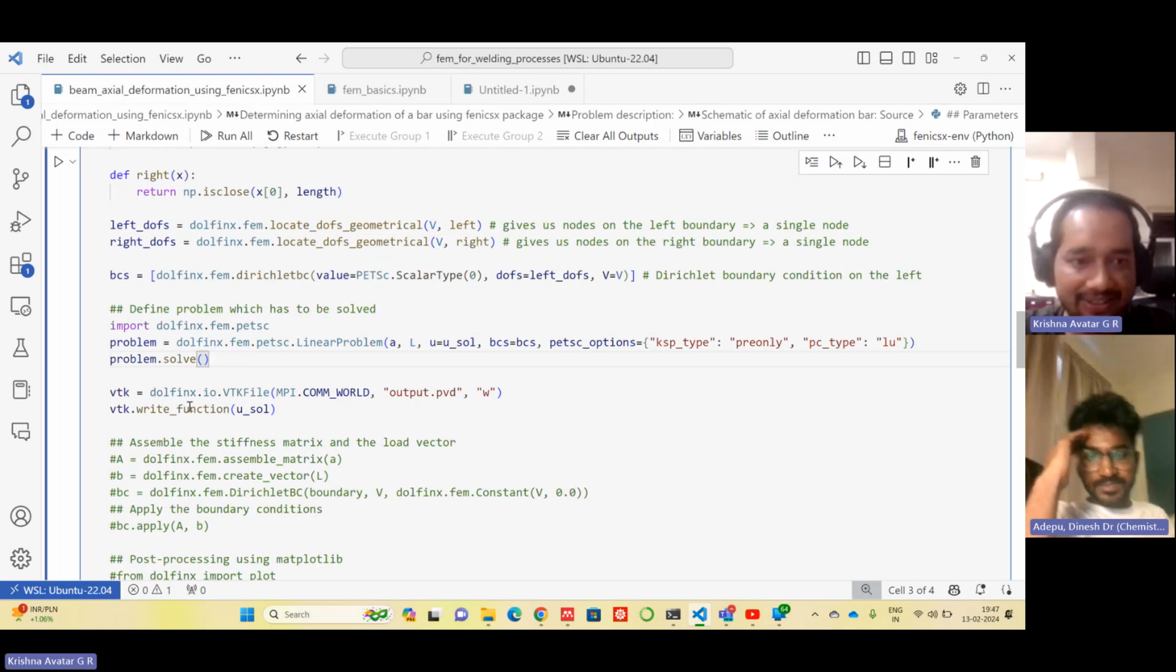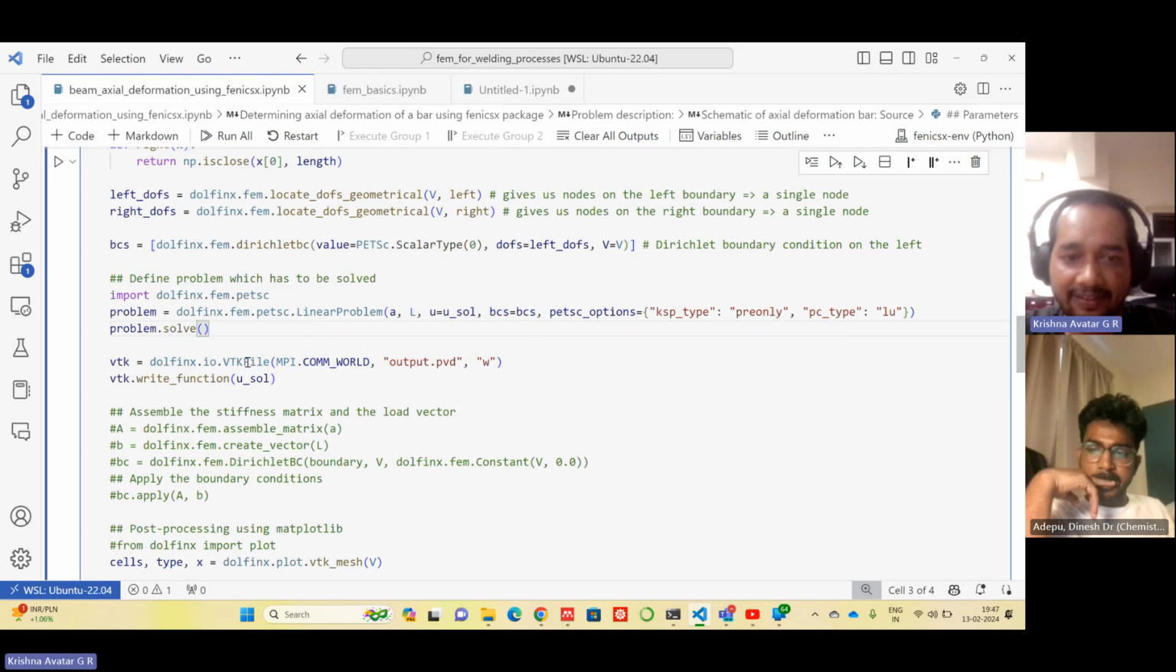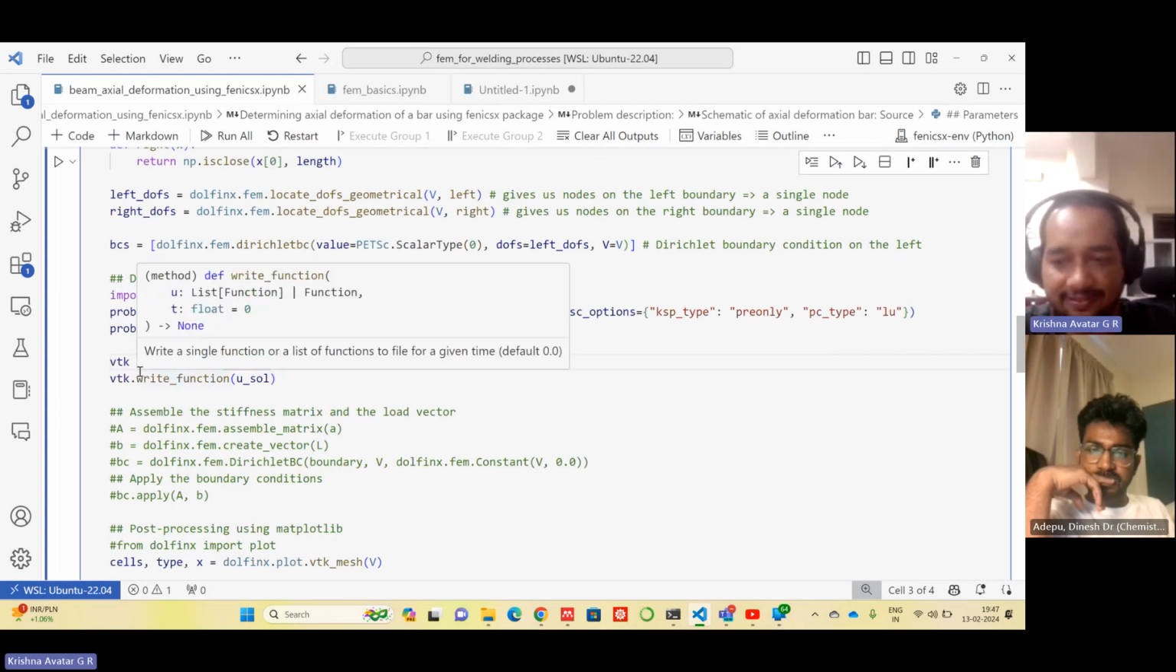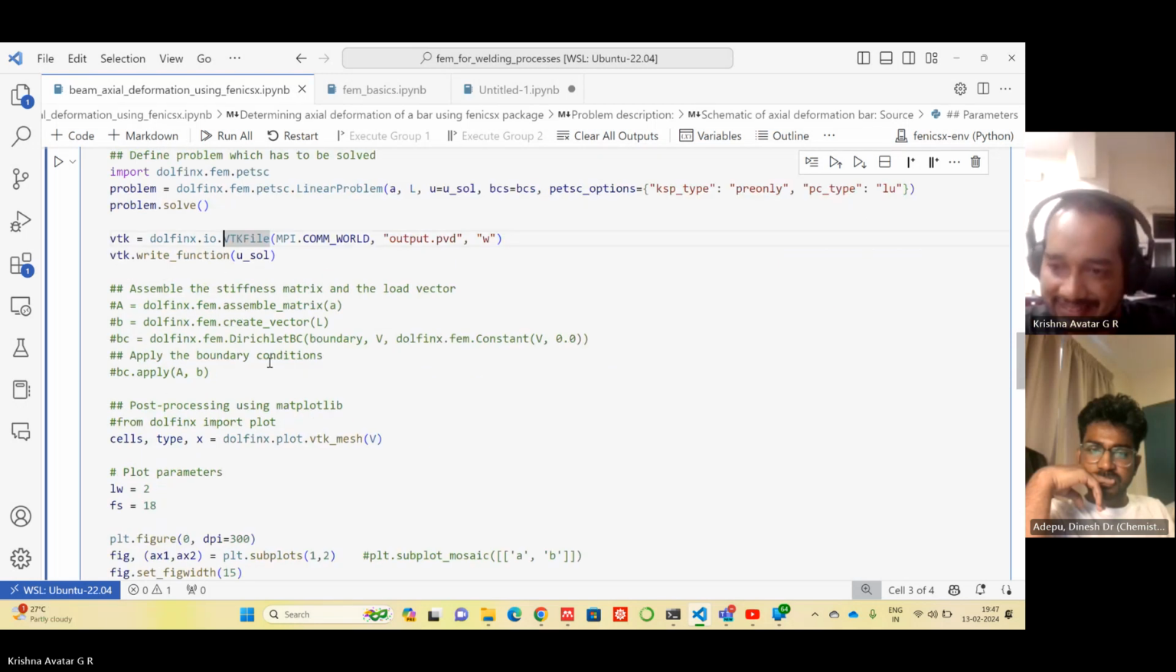So now we can output the solution file as a VTK file. Output with dolphin.io, a VTK file, and then we can just store the solution in that VTK file. That is saved for visualization purposes.